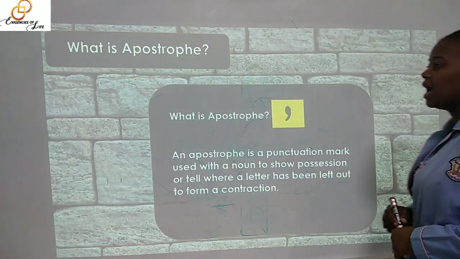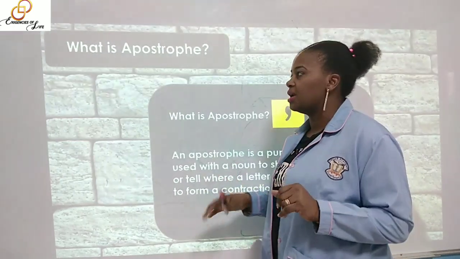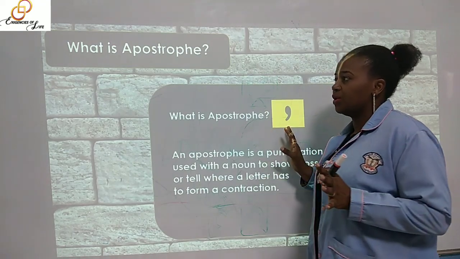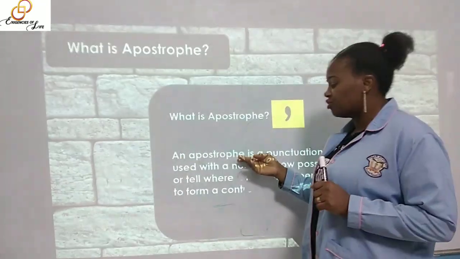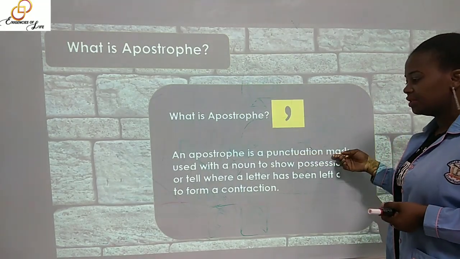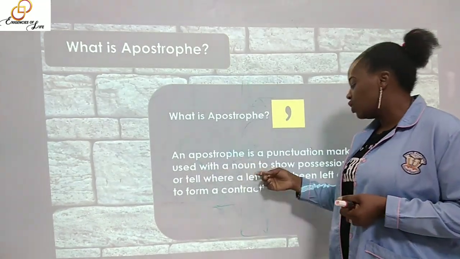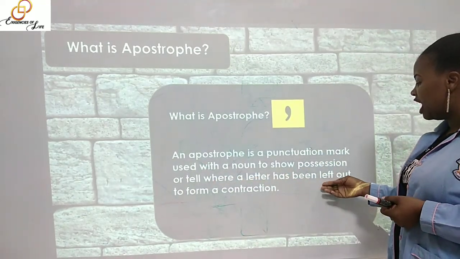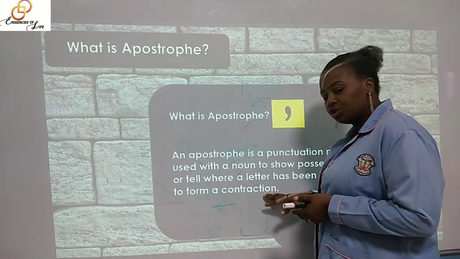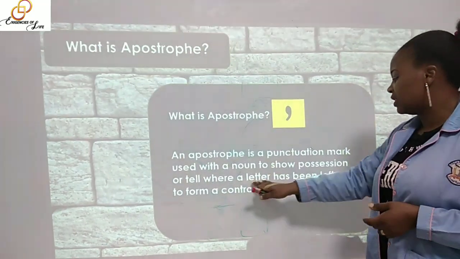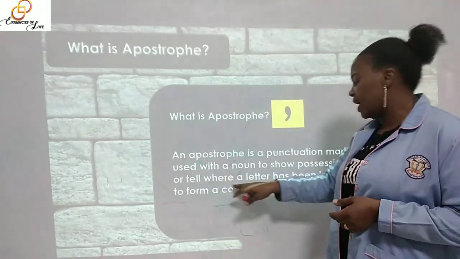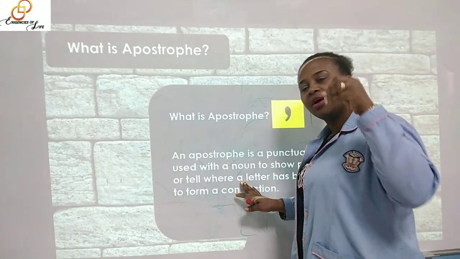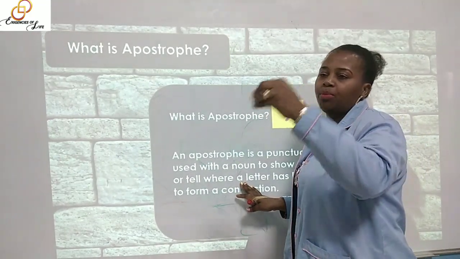So now we are going to move into our lesson proper. And this is where it comes. We need you to pay attention right now. We'll say, what is apostrophe? That's what we're going to look at. Now, an apostrophe is a punctuation mark used with a noun to show possession or tell where a letter has been left out to form a contraction. What do I mean? Telling where a letter has been left out means where you have taken away a letter.